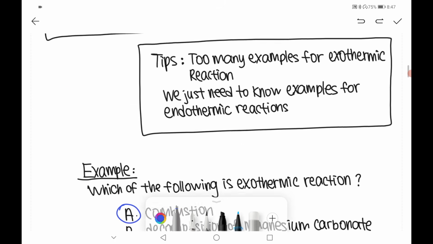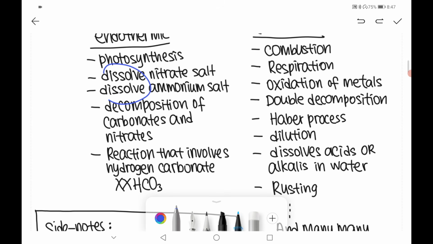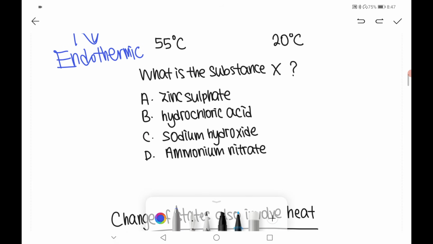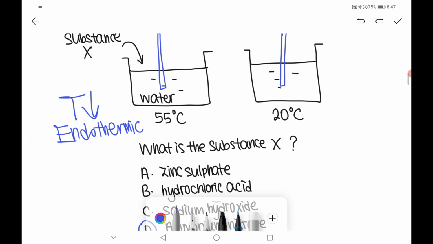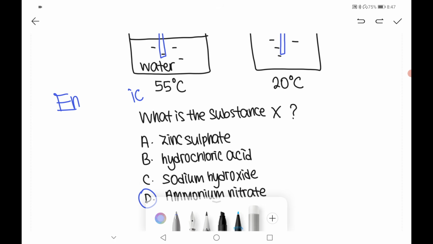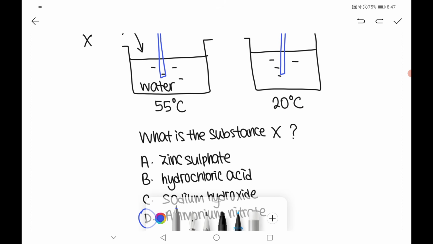We learned just now that when you dissolve nitrate or ammonium, it is endothermic. So as you can see, what is the best answer? Ammonium nitrate. When you dissolve ammonium, it is endo. When you dissolve nitrate, it is also endo. They absorb heat from the surrounding, so the surrounding has less energy and the temperature will decrease. That's it. You can use this concept to answer.